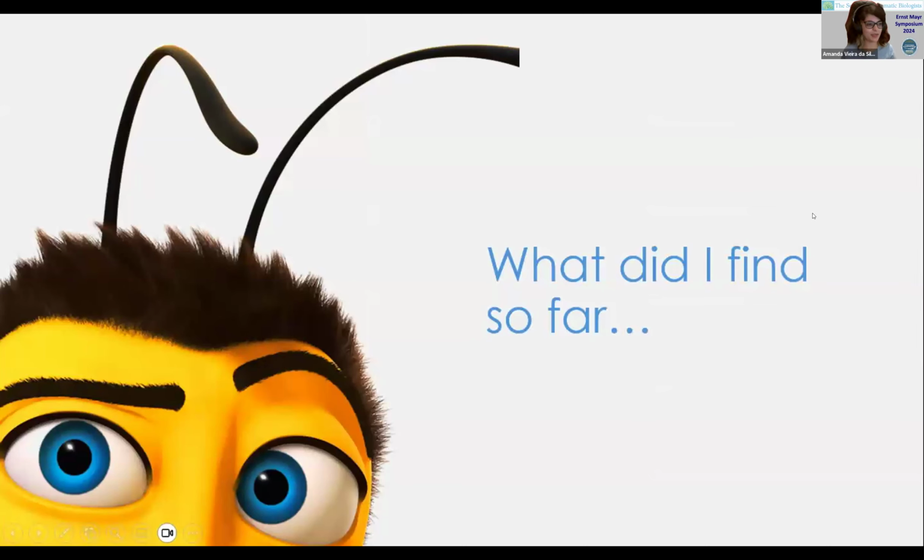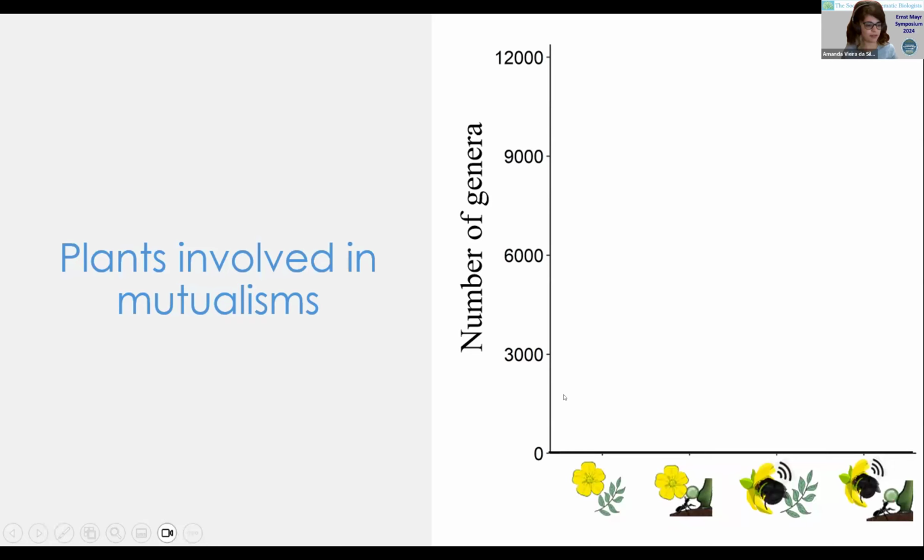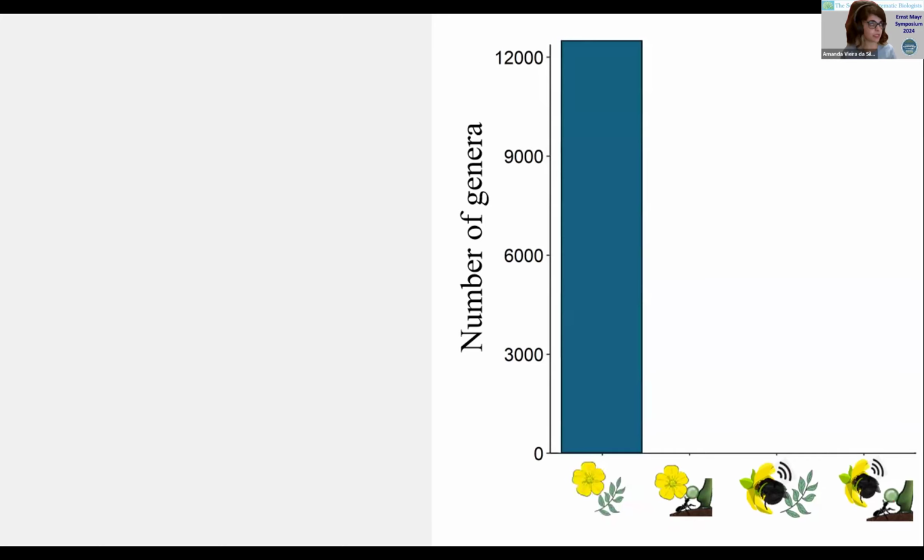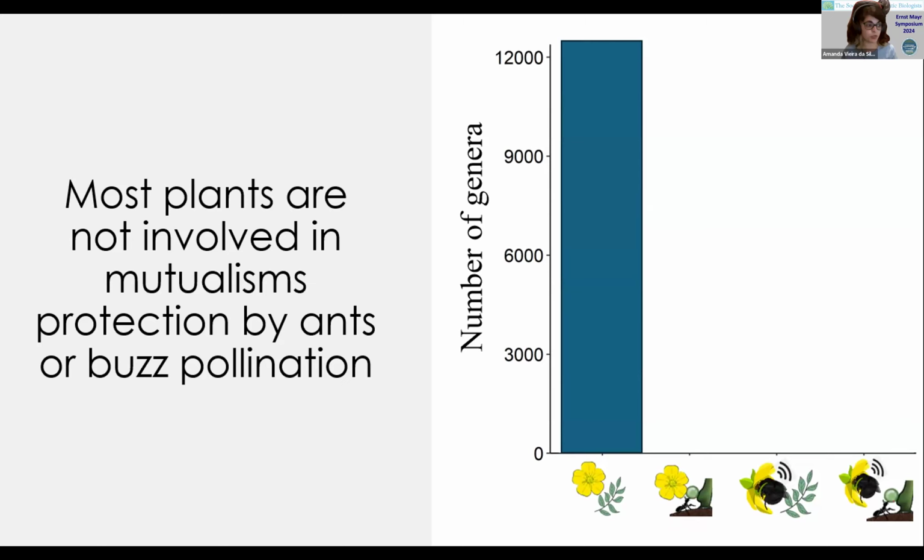Okay, so what did I find so far? Here we have on the x-axis plants that are not involved in any mutualisms at all, so no bee pollination and no interaction with ants. Plants involved in mutualisms with ants, bee-pollinated plants, so pollinated by bees, and bee-pollinated plants also involved in protection mutualisms with ants. And on the y-axis, I have the number of genera of plants involved in each one of these interactions. And what we saw was that mostly plant genera are not involved in any mutualisms at all.